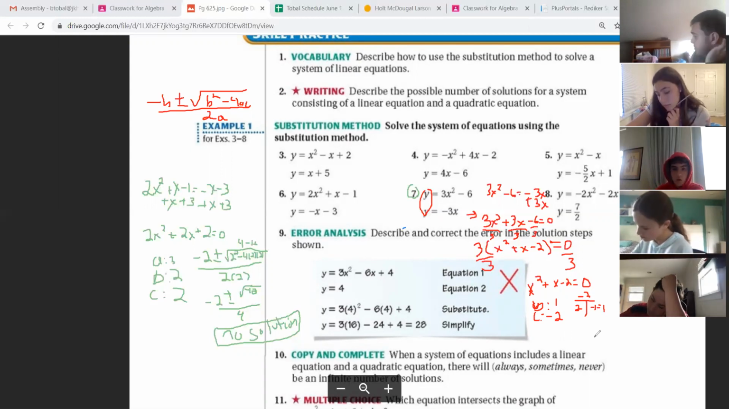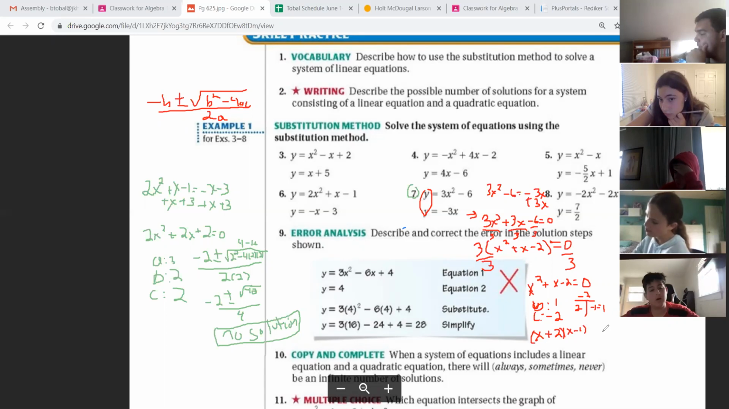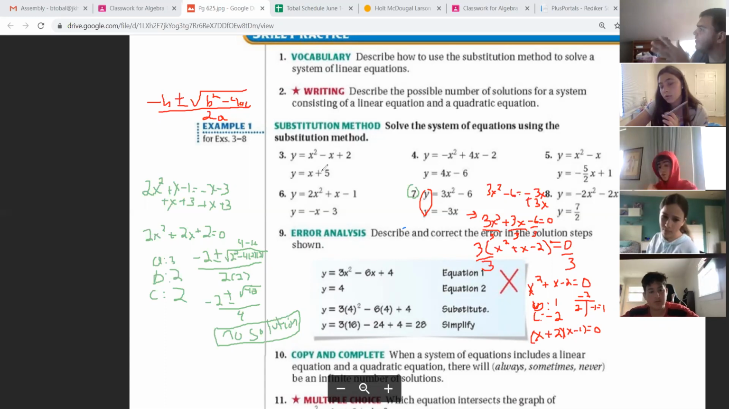So for that situation, we know it's going to be x plus 2 and x minus 1, in parentheses. Are A and C in parentheses on the formula? Yeah, you can put them in parentheses because they're going to be multiplied.